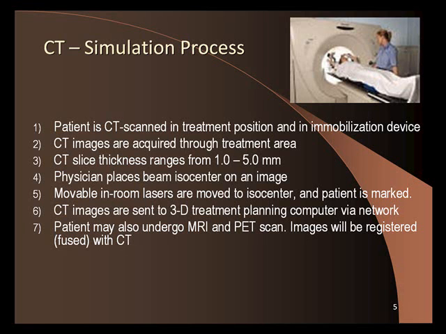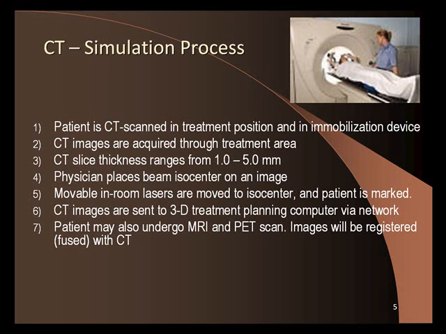So the patient is CT scanned in the treatment position and in an immobilization device. The images are acquired through the treatment area. The CT slice thickness ranges from 1 millimeter to 5. The most common one today, I would say, is about 3 millimeters. The disadvantage of doing 5 is that your images are kind of choppy. Okay, so if they're 5 millimeter thick, the resolution's not as good. If they're 1 millimeter thick, the resolution's really good, but the patient gets more dose. It takes longer to scan the patient.